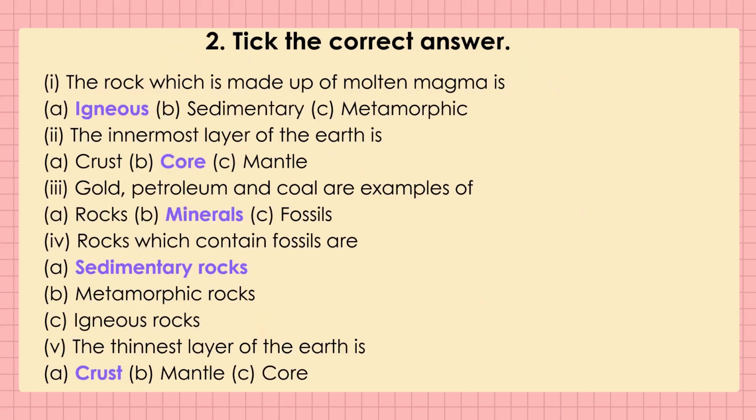Choose the correct answer. The rock which is made up of molten magma is igneous. The innermost layer of the earth is core. Gold, petroleum, and coal are examples of minerals. Rocks which contain fossils are sedimentary rocks. The thinnest layer of the earth is crust.